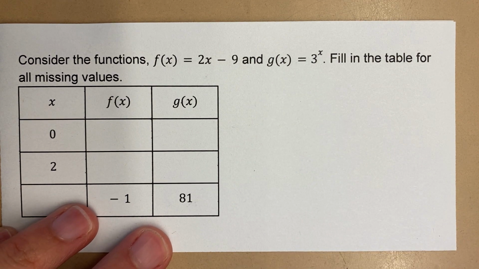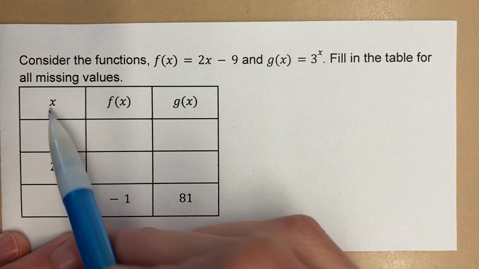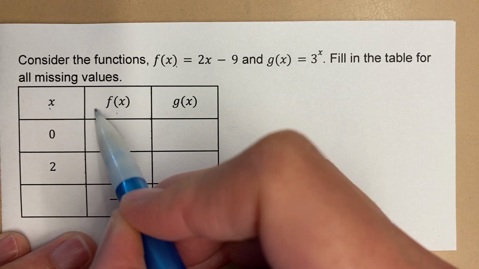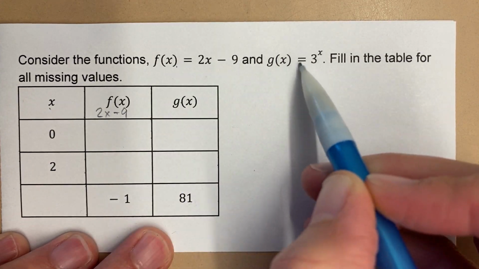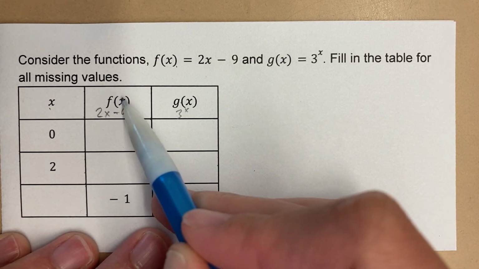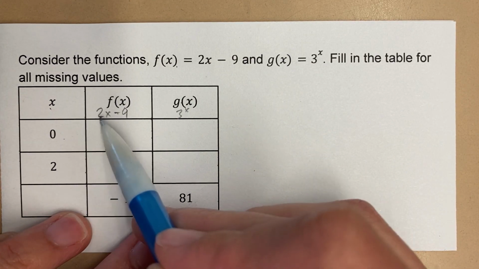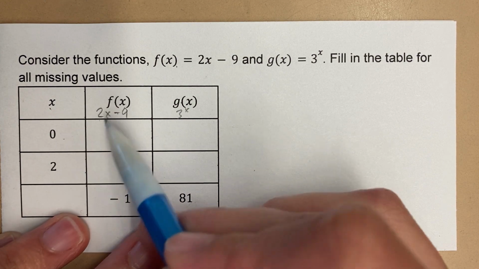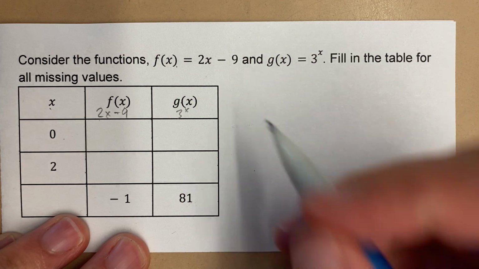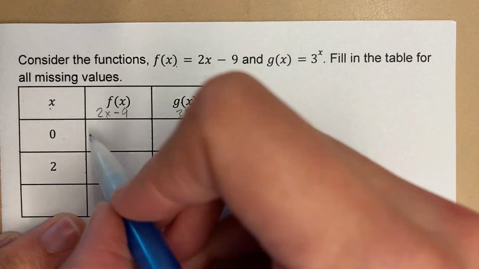This is called the function table. Okay, here's my x values. I can plug into this function. This is 2x minus 9. Or this function. This is 3 to the x. So let's start with this f function. I'm going to plug in 0 into here, and I'm going to plug in 2 into here. I'm just going to do the work right in the table so it's really clear.